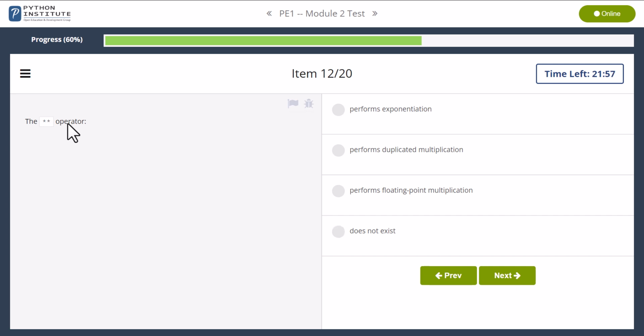The star operator, this is the power to the power of operator, or exponentiation. And this is the correct answer. It performs exponentiation.